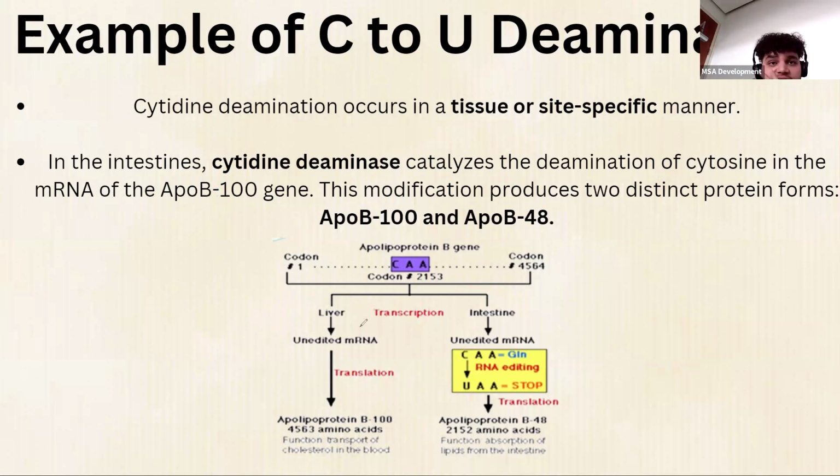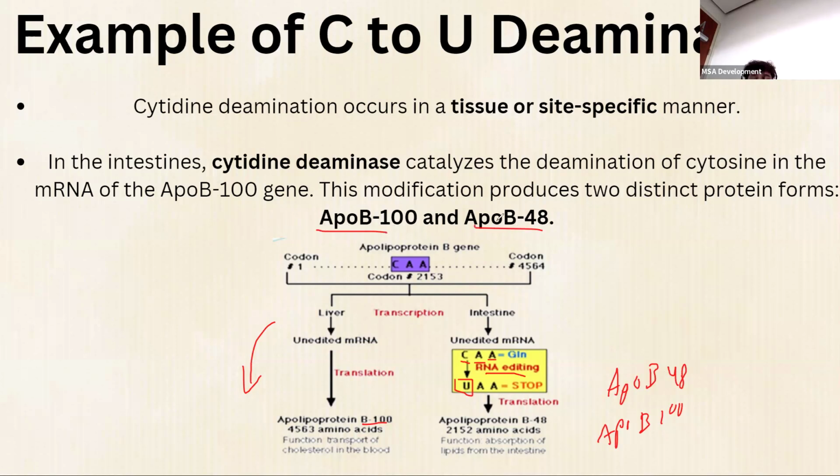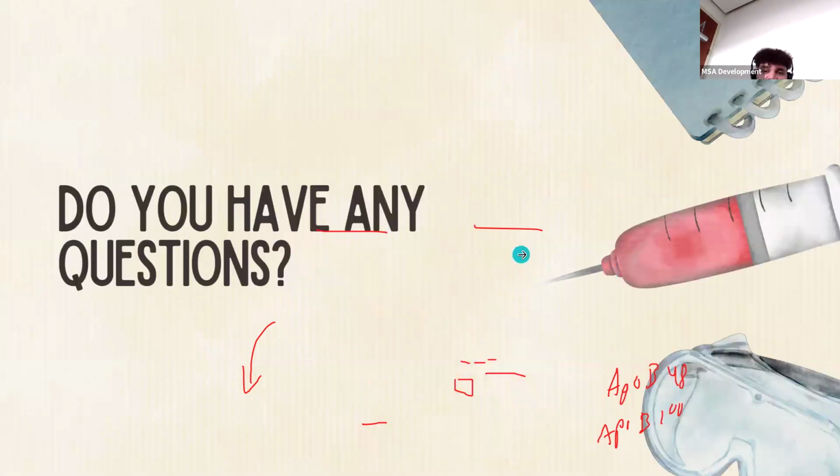So, I have normal transcription and translation. I will get ApoB100. However, if I have an RNA editing process, right here you see CAA, RNA editing will replace the C with a U. So what will happen? I will have ApoB48 and ApoB100. This modification will produce two distinct proteins, ApoB100 and ApoB48.